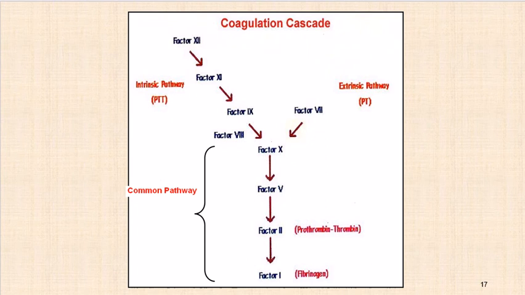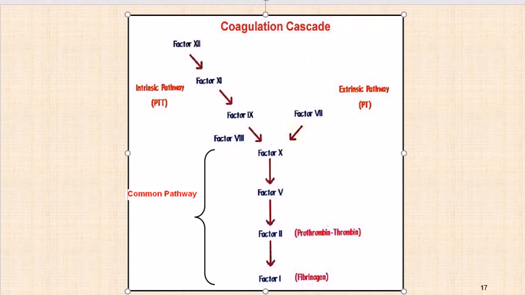Again, the coagulation cascade, the intrinsic pathway on the left side and the extrinsic pathway on the right side. So the PT, prothrombin time, evaluates the extrinsic pathway and the common pathway, while activated partial thromboplastin time, APTT, evaluates the intrinsic pathway and the common pathway.